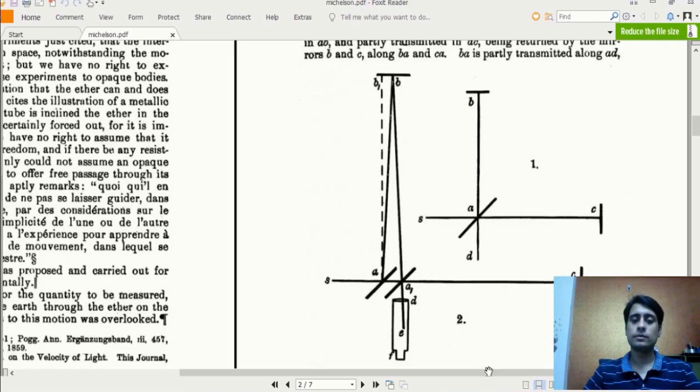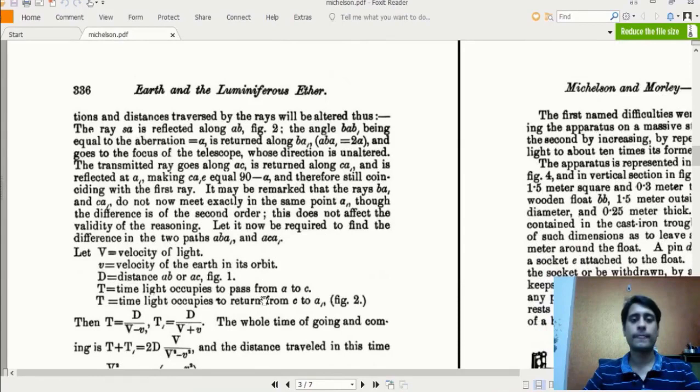So let's now come to this page. The angle BAB prime is equal to the aberration alpha because of the motion in ether. Considering ether to be at rest, although Earth is moving, with respect to Earth ether is moving, and these two things are the same for the experiment. So you know that the position of the glass slab is shifting with respect to ether, and that results in the creation of that angle BAB prime, which is equal to the aberration. This angle is responsible for aberration, which is equal to alpha, and the ray is returned along BA prime.